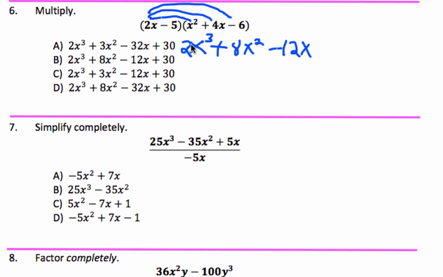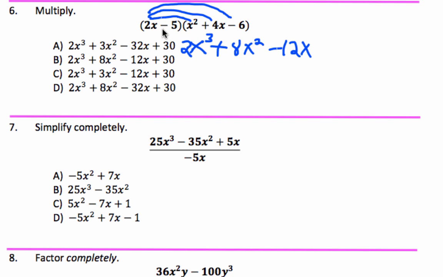Now we'll distribute the negative 5 times each term in the second polynomial. Now you could put those answers immediately to the right of negative 12x and then see which terms need to be combined, which terms are like. But I find it easier to write the remaining terms in a vertical way to make it easier to see which terms are like and to combine them.